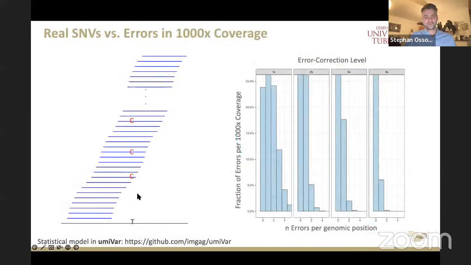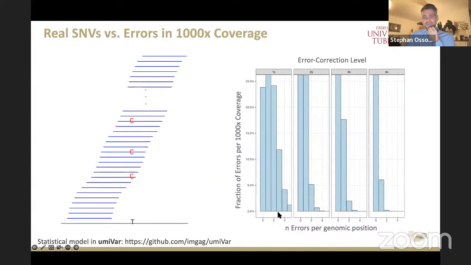Now we have to come to the statistical model. We developed a tool called UMIVAR. We already developed that for cancer, but it works also for viruses, where you look at a specific position, the coverage. Let's assume we have 1000x coverage and we have only 3 reads that show a difference, a C instead of a T. Can we rely on that? And that we can model by a negative beta binomial error distribution, where you can see that if you have no error correction, you still see quite a lot of positions that have 4 reads that are different from the reference.